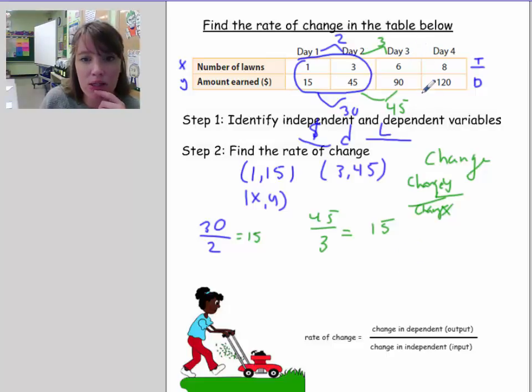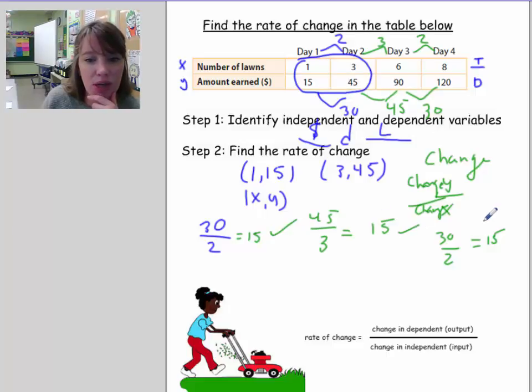Okay, and so let's do another change here. The difference between here is 30 and the difference between here is 2. So again, we have 30 over 2, which is 15. So all the rates of change between the y variables versus the x variables are 15. Okay, so they're all constant rates of change.